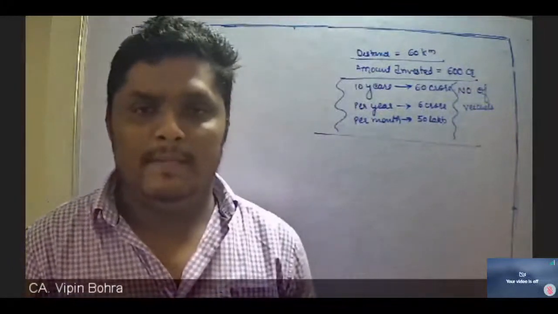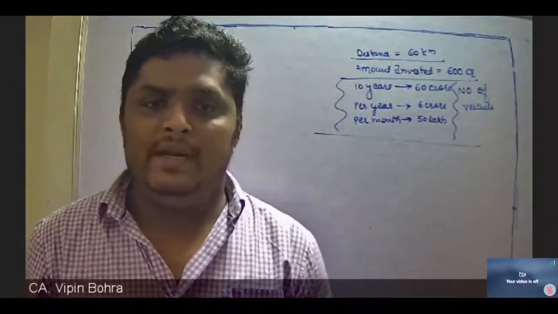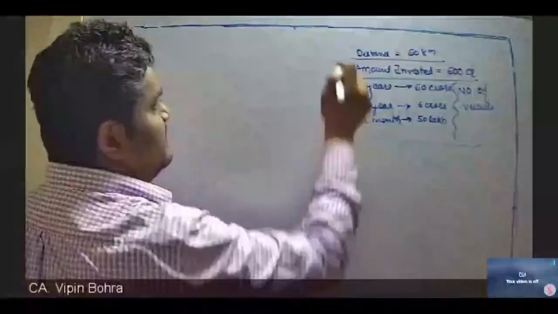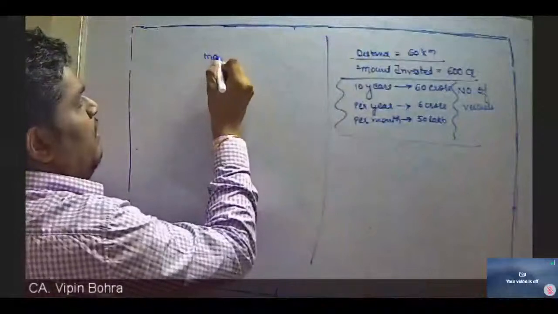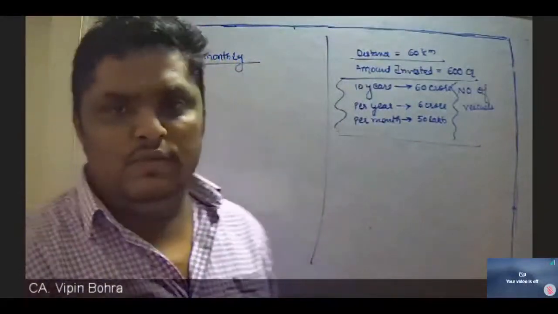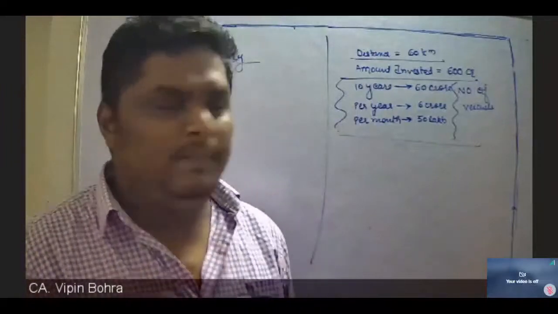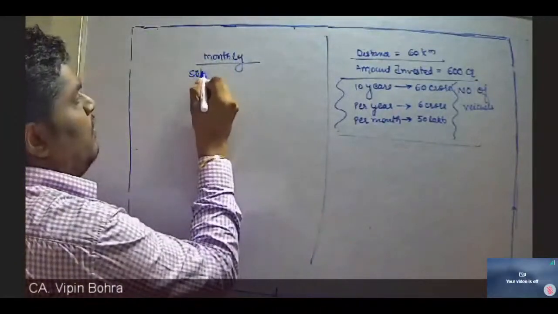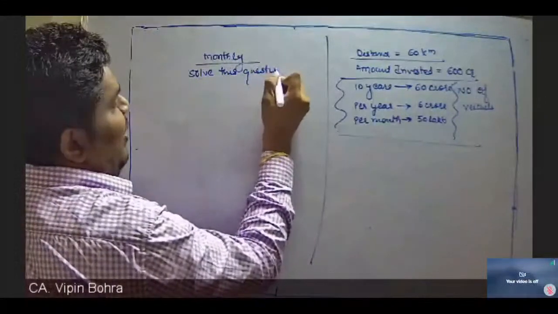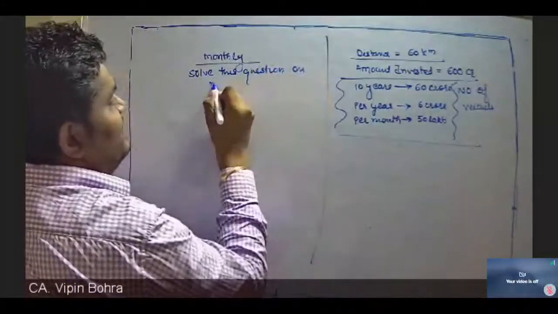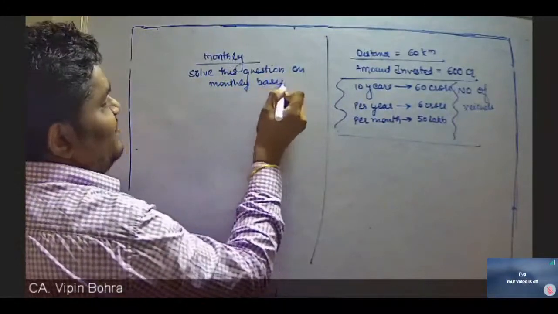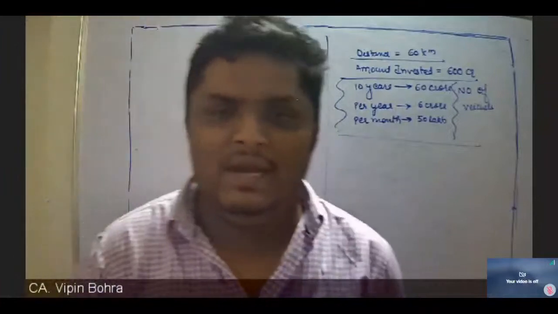Perfect. Total operating and maintenance cost for the month. Now the data given is on monthly basis. So you guys have to solve this question on monthly basis only. I'm just writing my explanation. You have to simply do the necessary calculation.